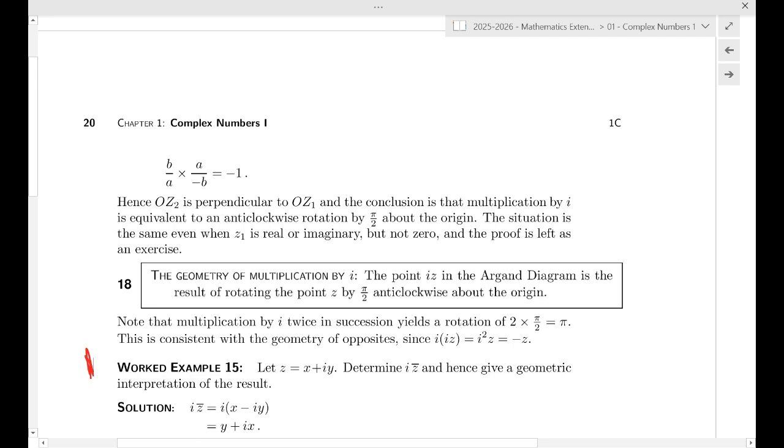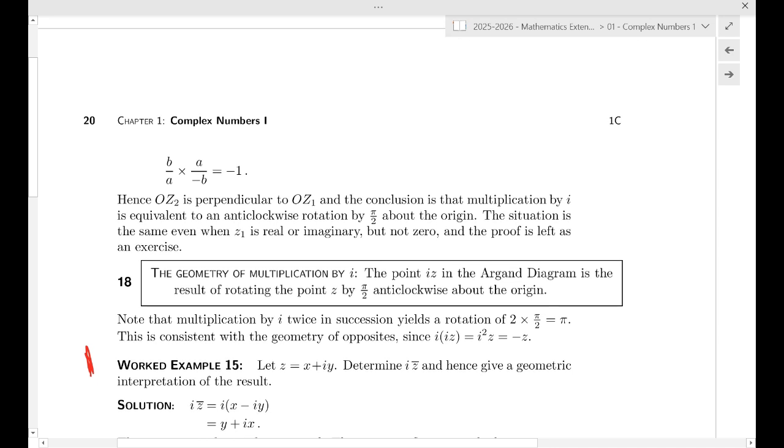So what are we doing? Determine iz. So you're multiplying i times the conjugate of that. The part that you need to get out of it is that last bit: determine it, and hence give a geometric interpretation of the result. How? Okay, so you did the conjugate, which means it's going to be a reflection.